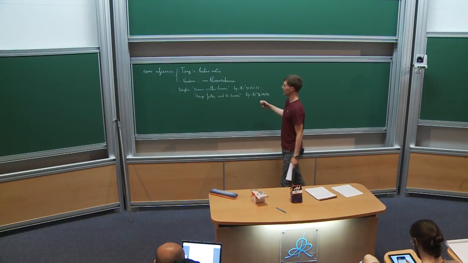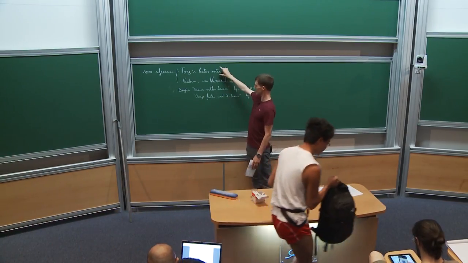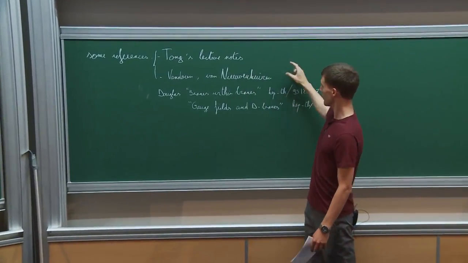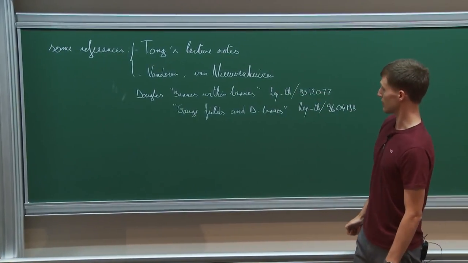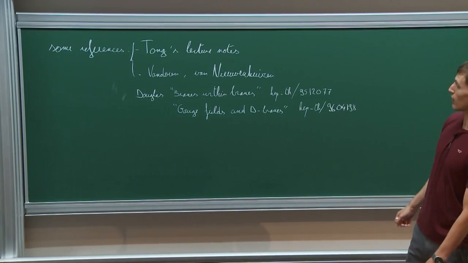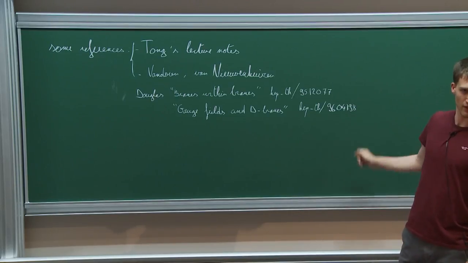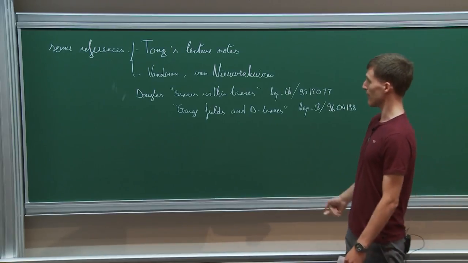So I'd like to start by pointing out a few references for what I was talking about yesterday. There are a set of excellent lecture notes by David Tong. You can find them on his website. There's also a big review by Van Proeyen and Van Nieuwenhuizen, which has a lot of computational details in case you're interested in the more computational side of the subject. And then there are these two papers which I mentioned as a reference for the original brane theory construction by Michael Douglas.